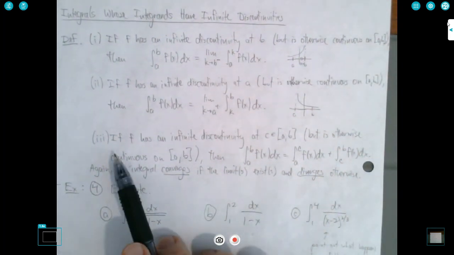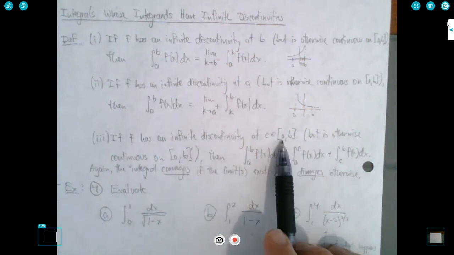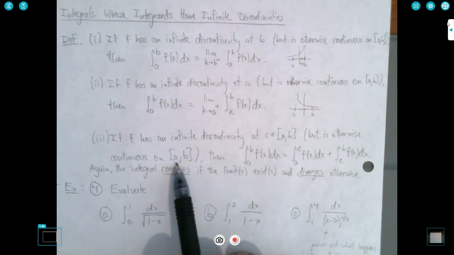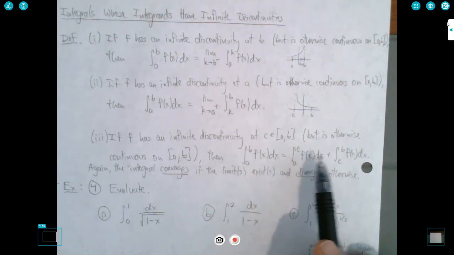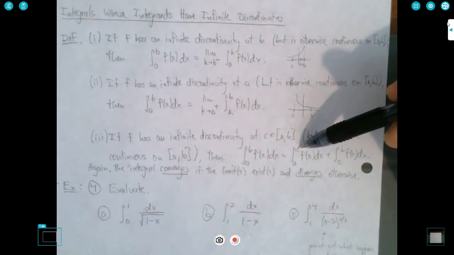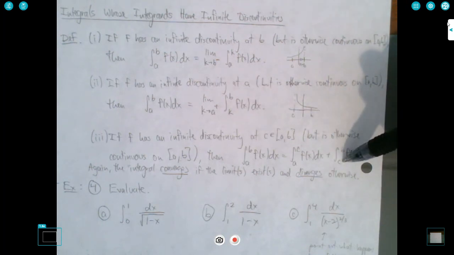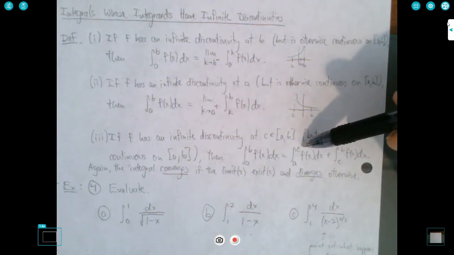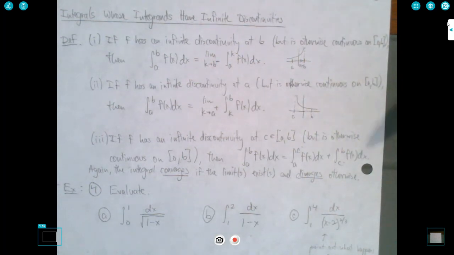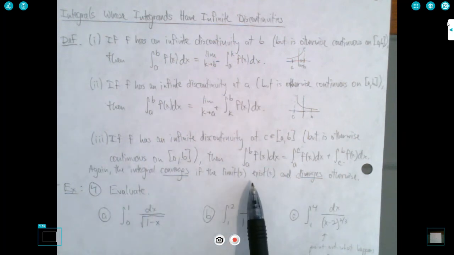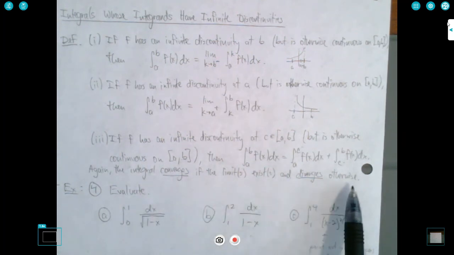And then finally, if f has some kind of infinite discontinuity within the interval somewhere, but it's otherwise continuous everywhere else on the interval, then you're just going to split the integral at c. Of course, then you're going to have a right endpoint with a vertical asymptote here and a left endpoint with a vertical asymptote there. But you know how to deal with those, because this is just a case 2 and this is just a case 1 situation. And again, the integral is said to converge if the limit exists, or if the limits exist, like in the case of case 3. The integral is said to diverge otherwise.